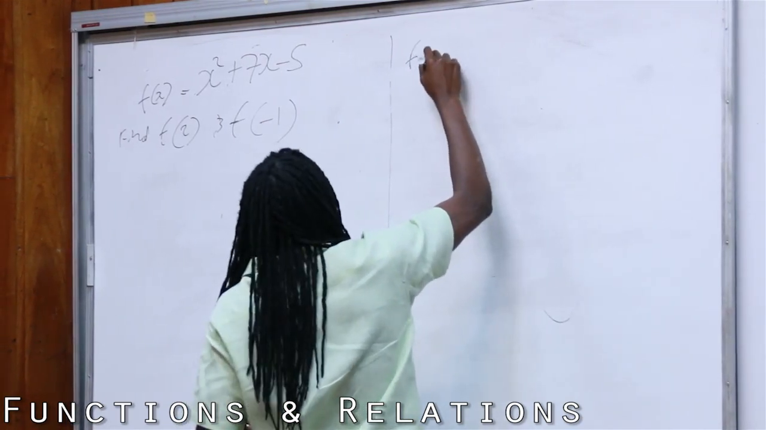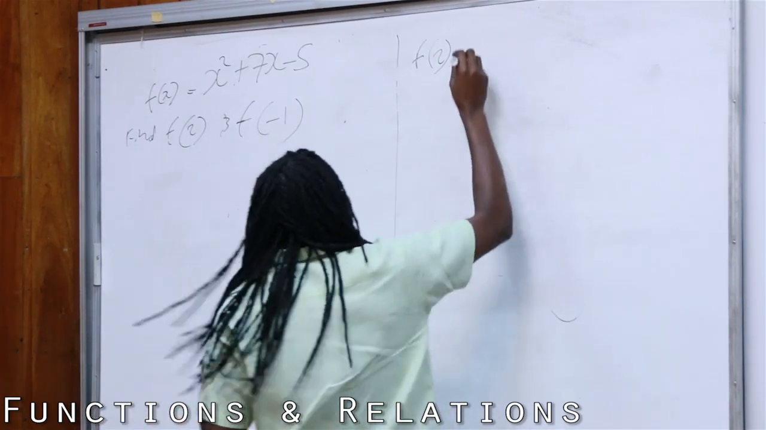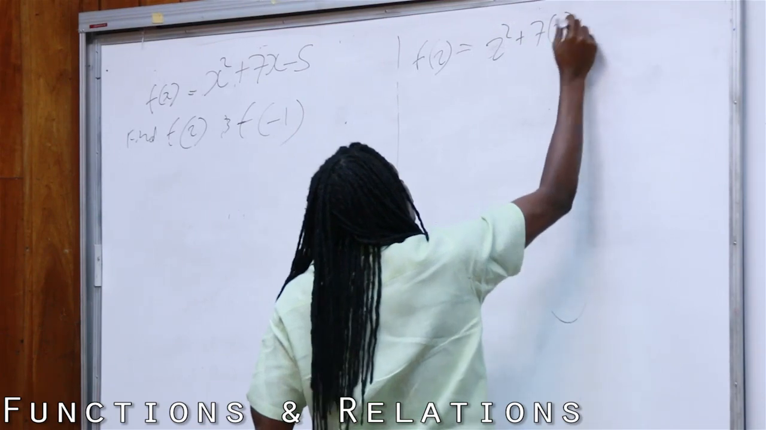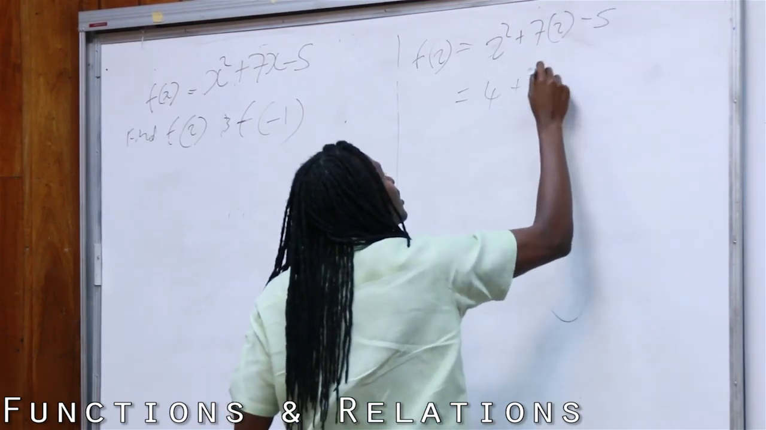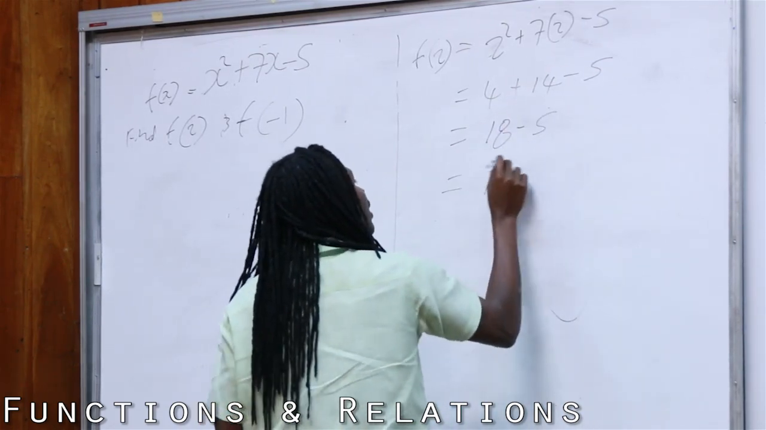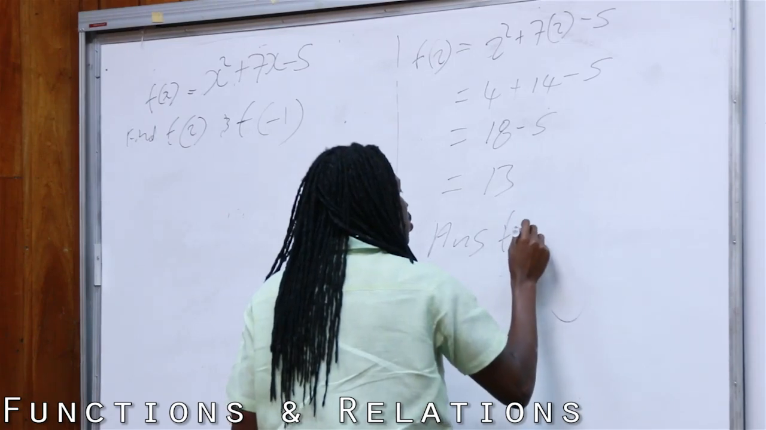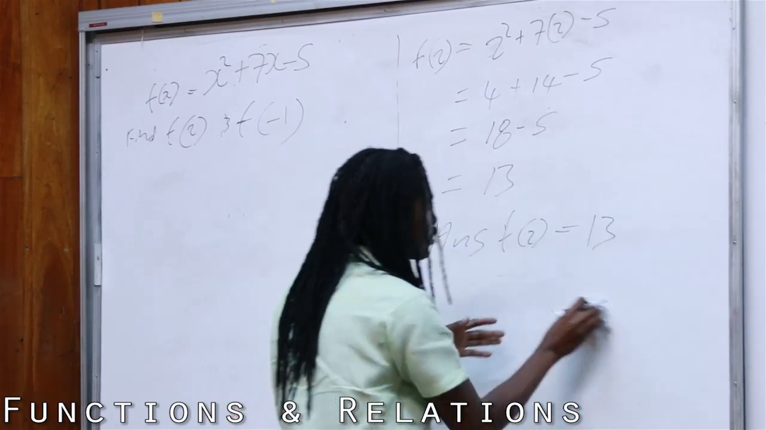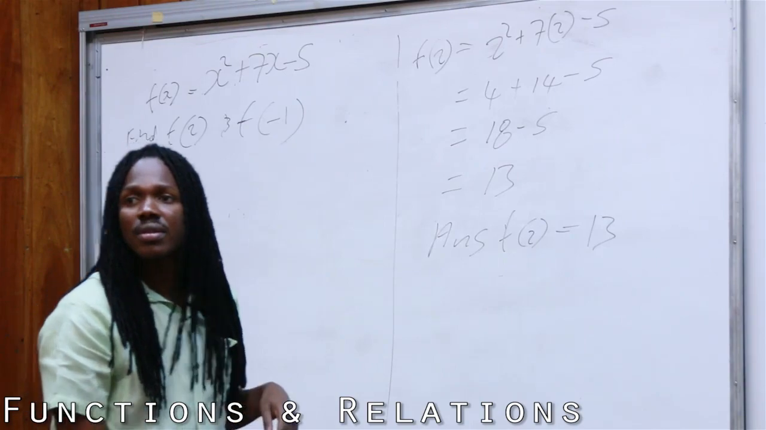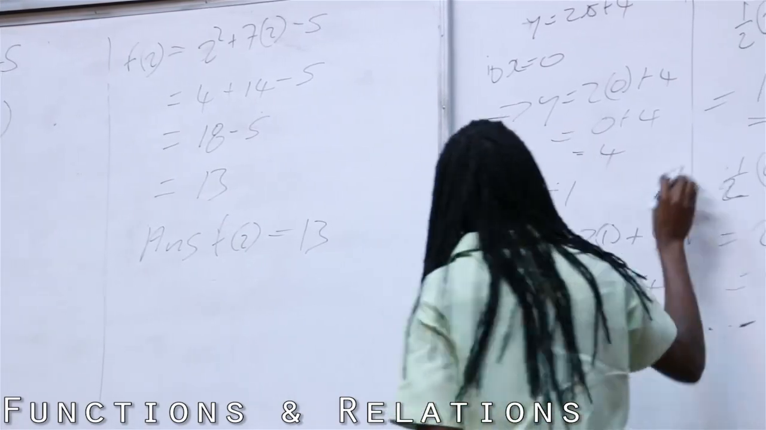F of 2. If you realize, the x is replaced by the 2. So replace 2 for x everywhere. Equals 2 squared plus 7 bracket 2 minus 5. Equals 4 plus 14 minus 5. Equals 18 minus 5, equals 13. Answer: f(2) equals 13. That is about 3 marks.